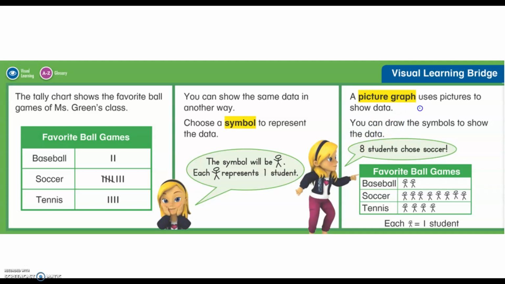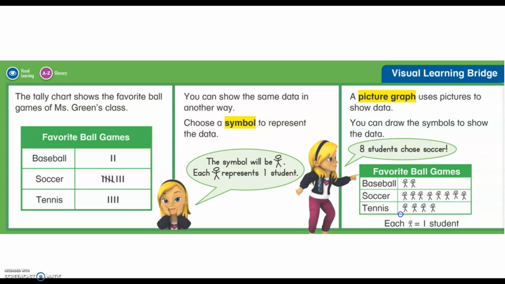The picture graph uses pictures to show data. You can draw the symbols to show the data. So 8 students chose soccer. They drew 1, 2, 3, 4, 5, 6, 7, 8 stick figures next to soccer. Here's your 2 that liked baseball and your 4 that liked tennis.